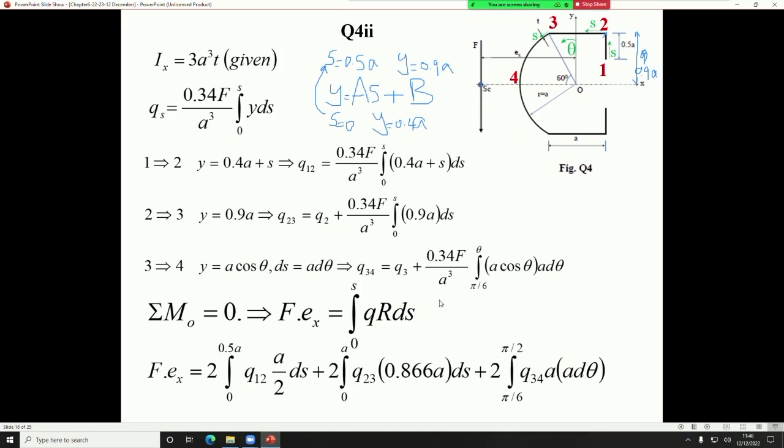As I said, this is a relatively difficult question. But the good thing about this example, which I solve every year for students, is that it covers everything we did in the last part of chapter 5.